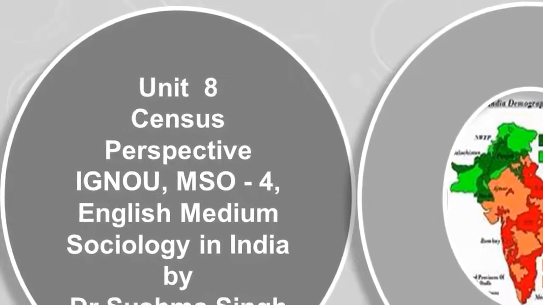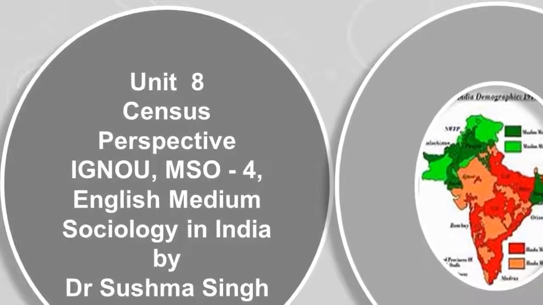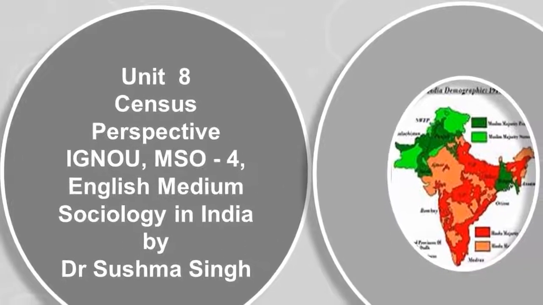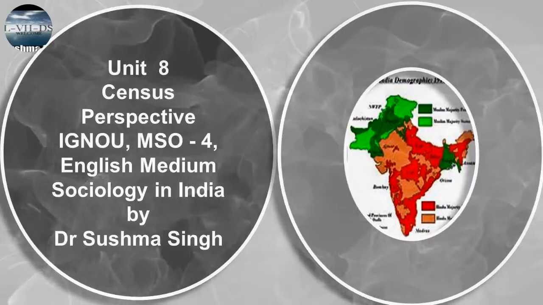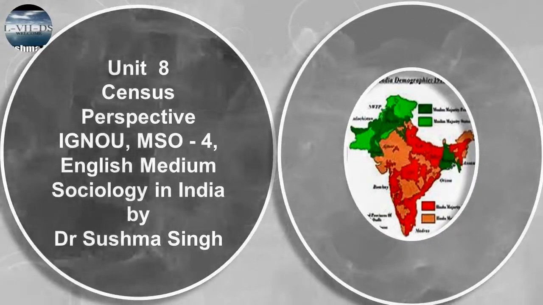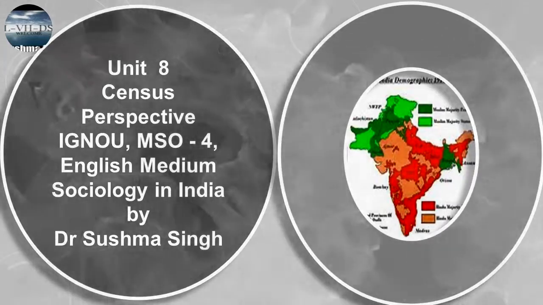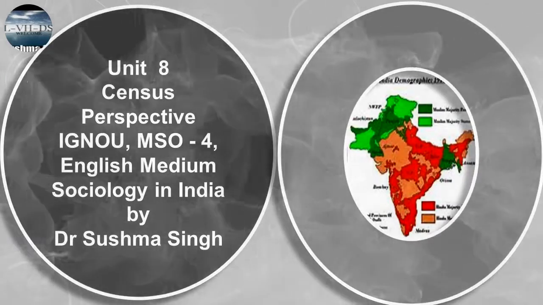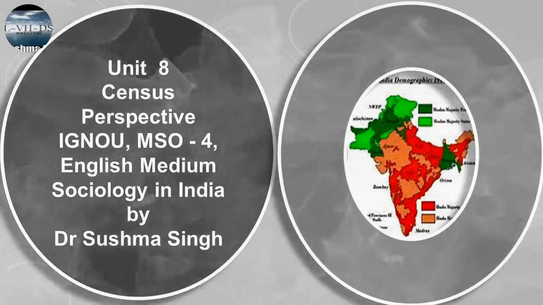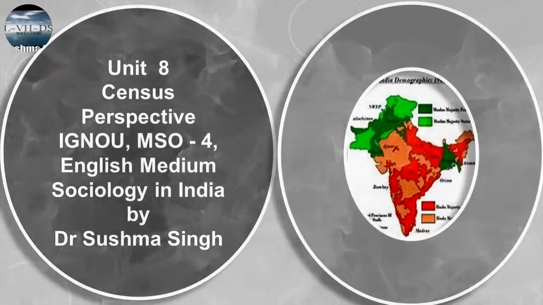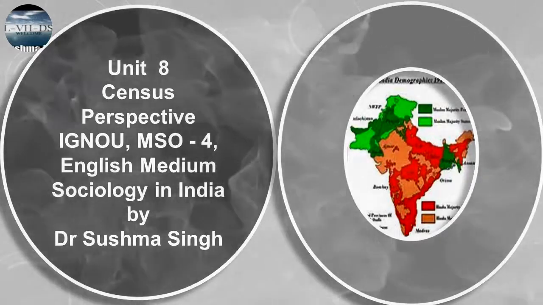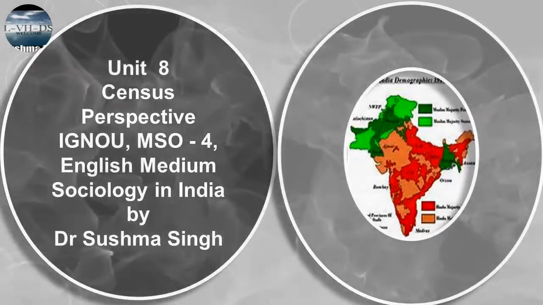Today we start Unit 8, Census Perspective. The decennial census is an important source of information for certain aspects of India's society and economy. The census contains information about the number of people, their age, sex, occupations, educational level, and the like.